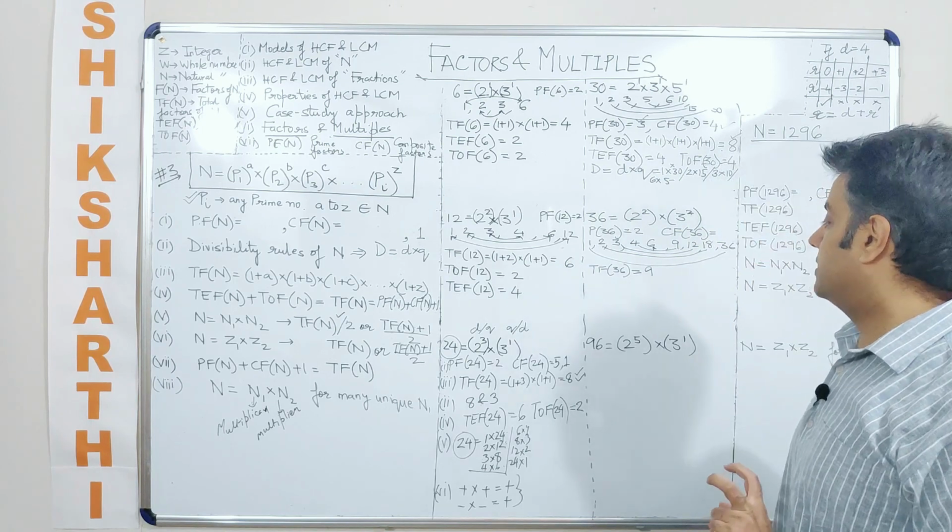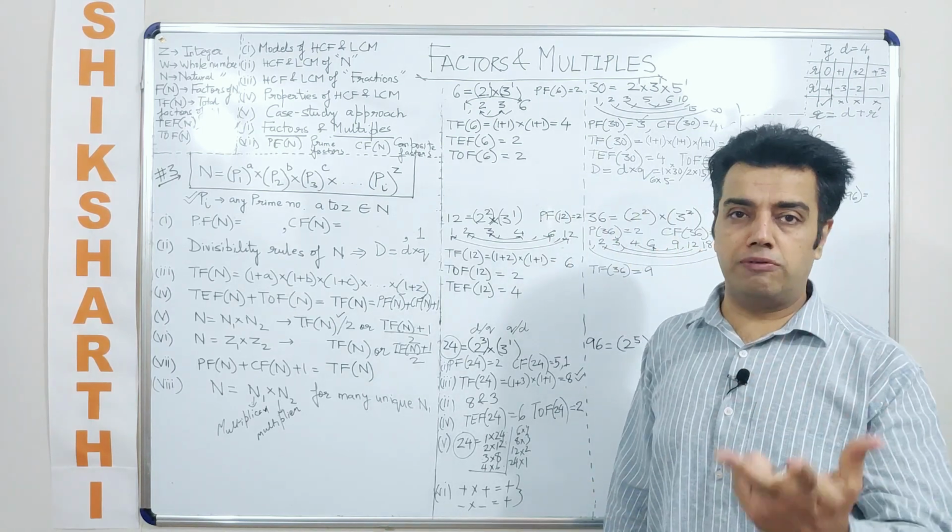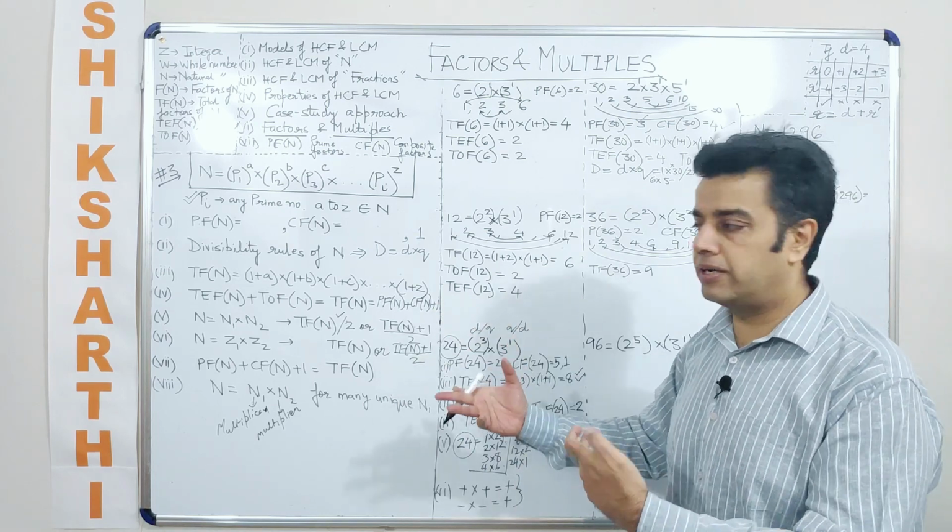So the total number of factors of 36 are 9. How many even factors and how many odd factors? That you can always find out. You already know the method now.